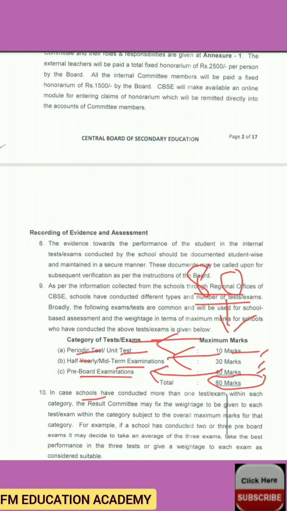And suppose in case schools have conducted more than one test or exam, then the result committee may fix the weightage to be given to each category. For example, if a school has conducted 2 or 3 pre-board exams, it may decide to take an average of the 3 exams, take the best performance in the 3 tests, or give a weightage to each exam as considered suitable. So it depends on the school how they are going to do it.